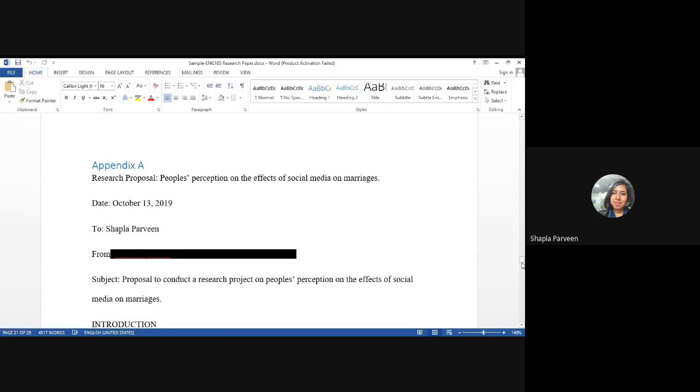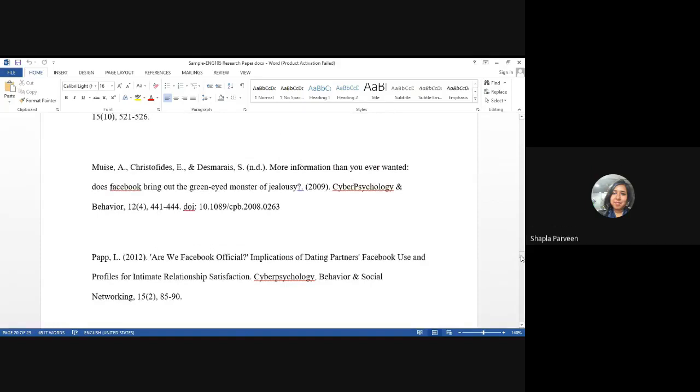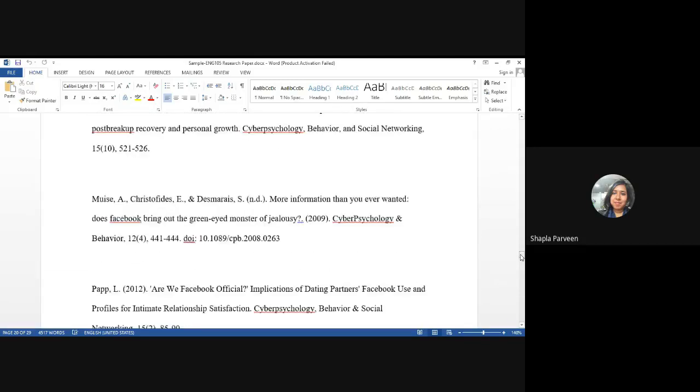Now, since you're going to submit online, I will create a separate assignment for the appendix section. So in one of the assignments, we'll submit the complete research paper, from the cover page to the reference list section. And then in a separate classwork assignment, you're going to submit the appendix. All right? So clear, everyone? Yes, miss.